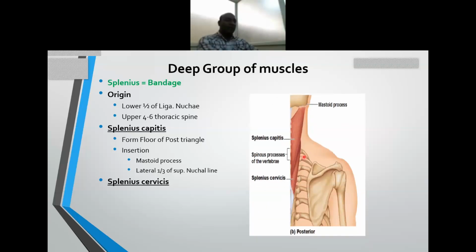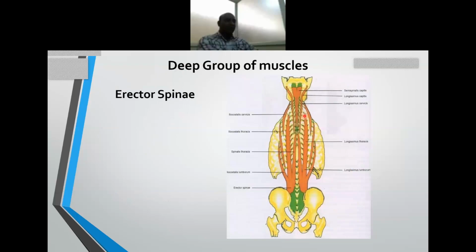Okay, and then the splenius cervicis is an extension of the splenius thoracis. It is inserted into the posterior tubercle of the upper four cervical vertebrae. Origin is from the mastoid process or slightly medial to the mastoid process.